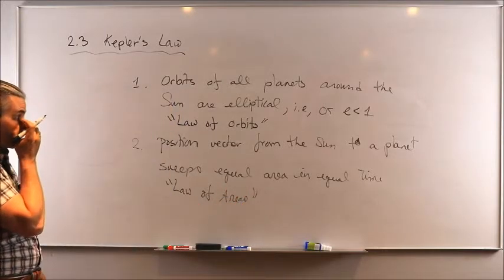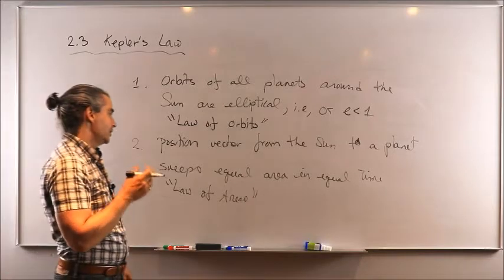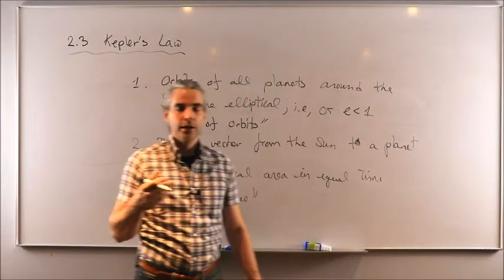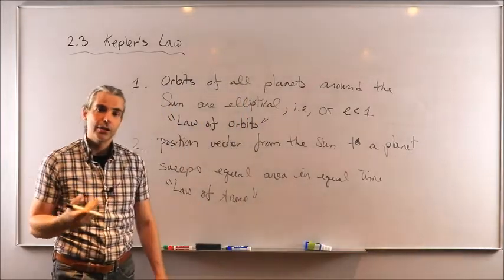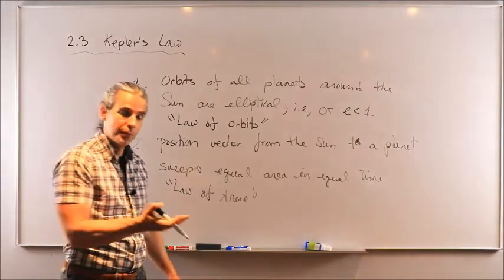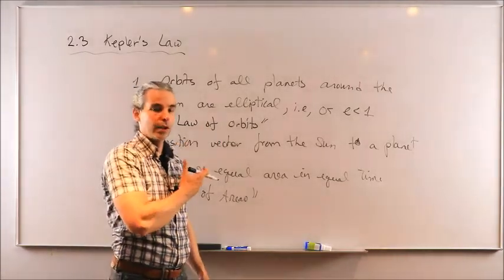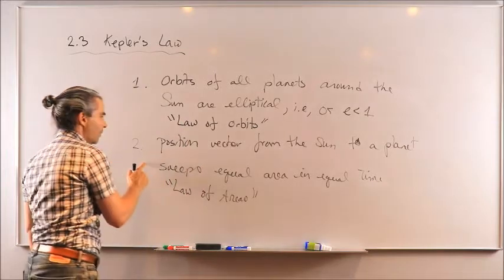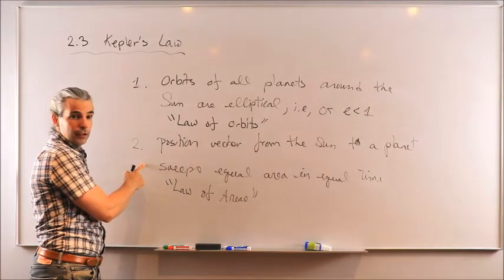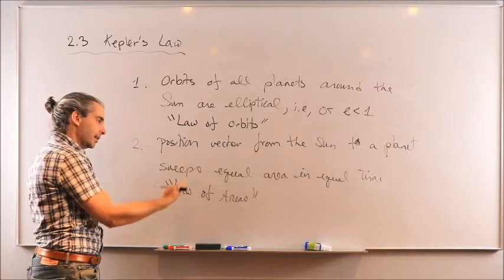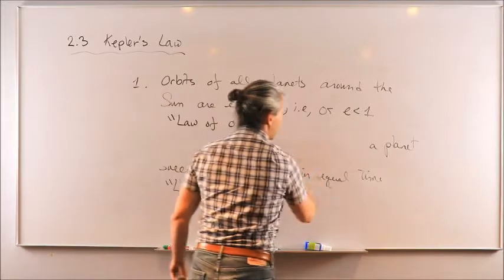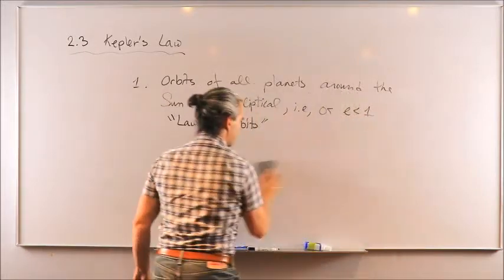The position vector from the sun to a planet sweeps equal area in equal time, and that is also applicable to the position vector from a planet to a spacecraft. This is our R vector in our case, sweeps equal area in equal time. So let's first derive that, or let's prove that law ourselves, and then we'll see the implications of that. And then we'll have a look at the third one, and we'll call it today.